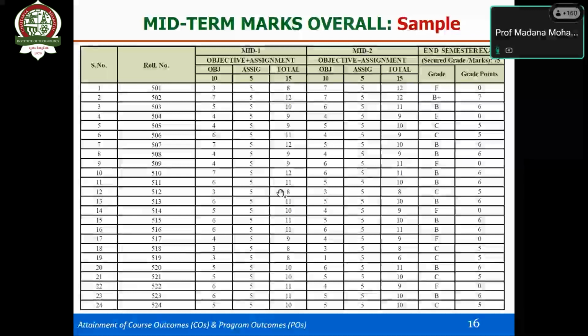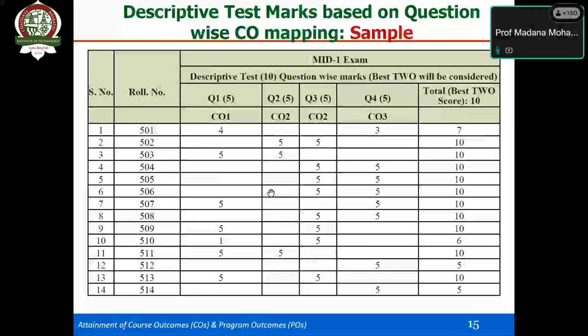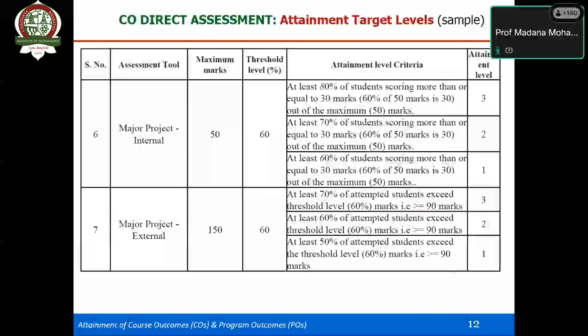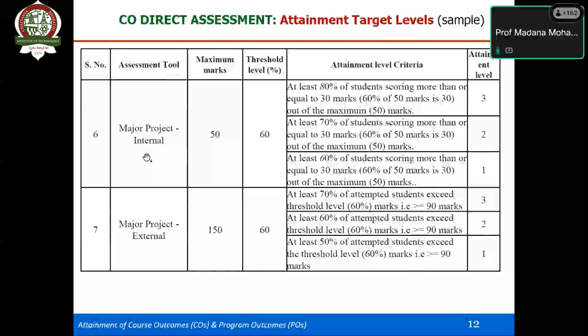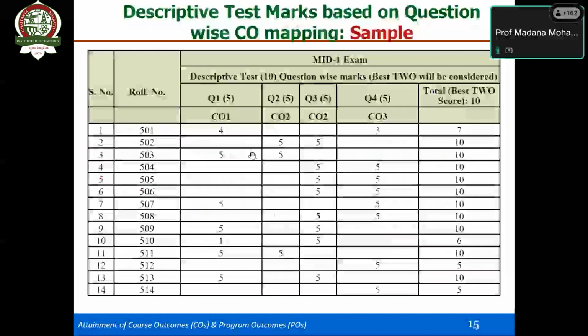Similarly, the other component is here. In this example, for a theory course, we have three components for internal: descriptive plus objective plus assignment. Descriptive we have seen for 10 marks, one sample question paper mark sheet. Then objective and assignment, here I have taken a combination.